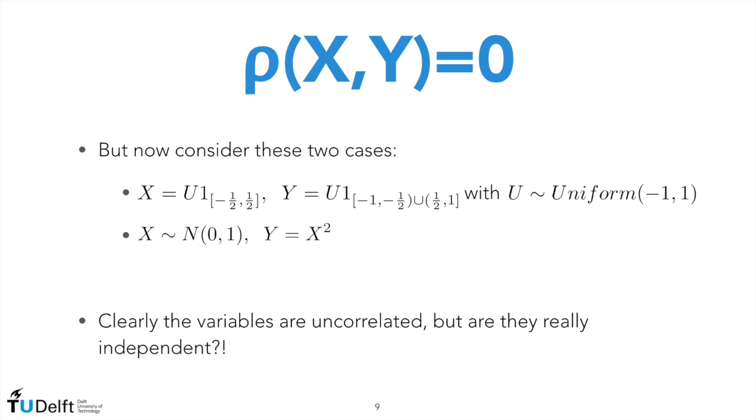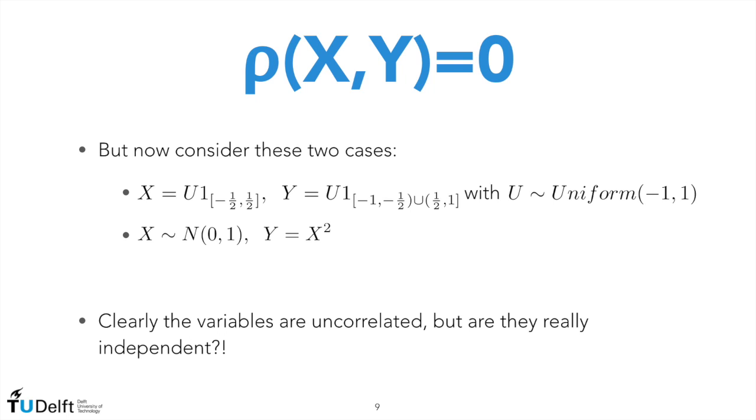Now consider these two cases. In the first one, we first define a random variable u, which is uniformly distributed on the interval -1, 1. And using u, we construct x and y, as you see on your screen. Now, in the second case, we take x to be a standard normally distributed random variable, and y is constructed as x squared. Now, it's not difficult to show that these couples of random variables are uncorrelated.